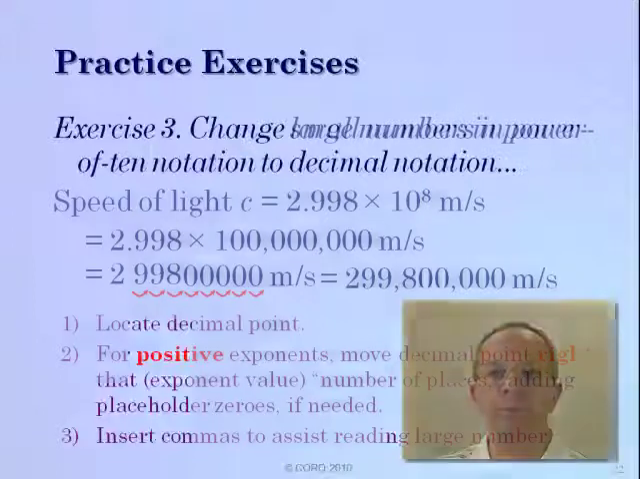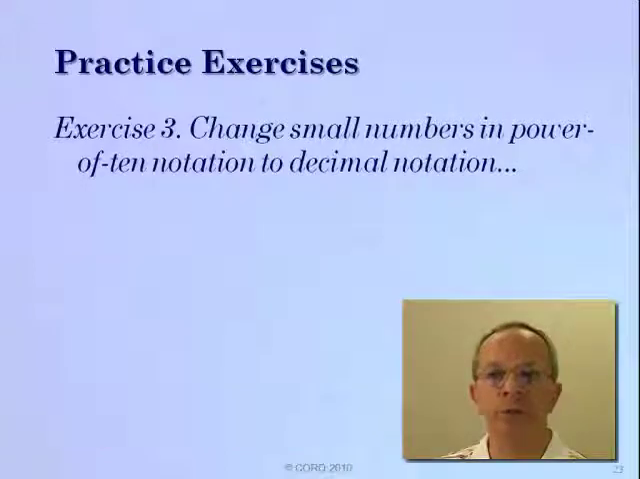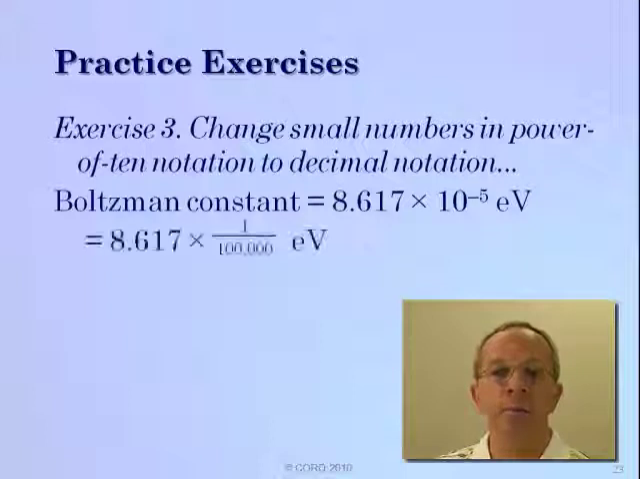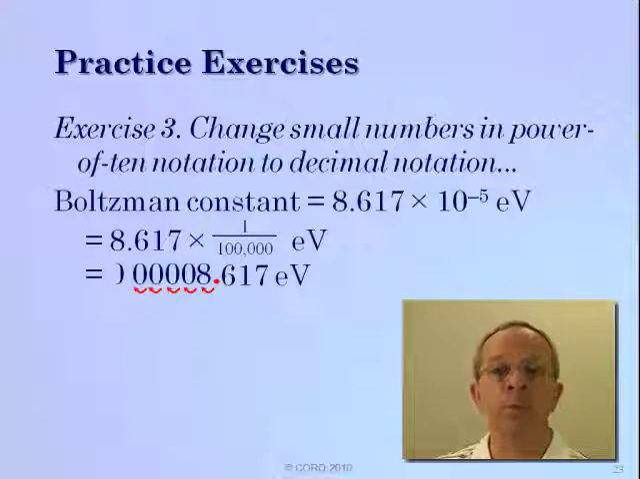We can change small numbers in power of 10 notation to decimal notation, such as the Boltzmann constant of 8.617 times 10 to the minus 5 electron volts. Changing the 10 to the minus 5 is the same as 1 divided by 100,000. And we're going to do just the opposite. We're going to take that decimal point and move it to the left this time. By how many places do you think? 5 places over, right? And we're going to have to insert some zeros to make that decimal point stay out there, and probably put a 0 out there at the beginning to hold it all in place.